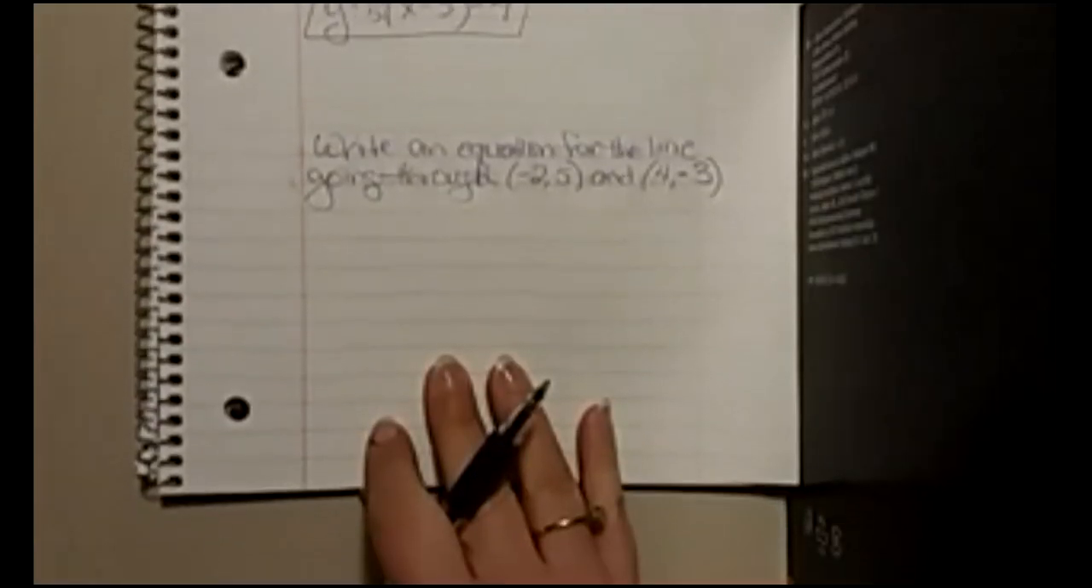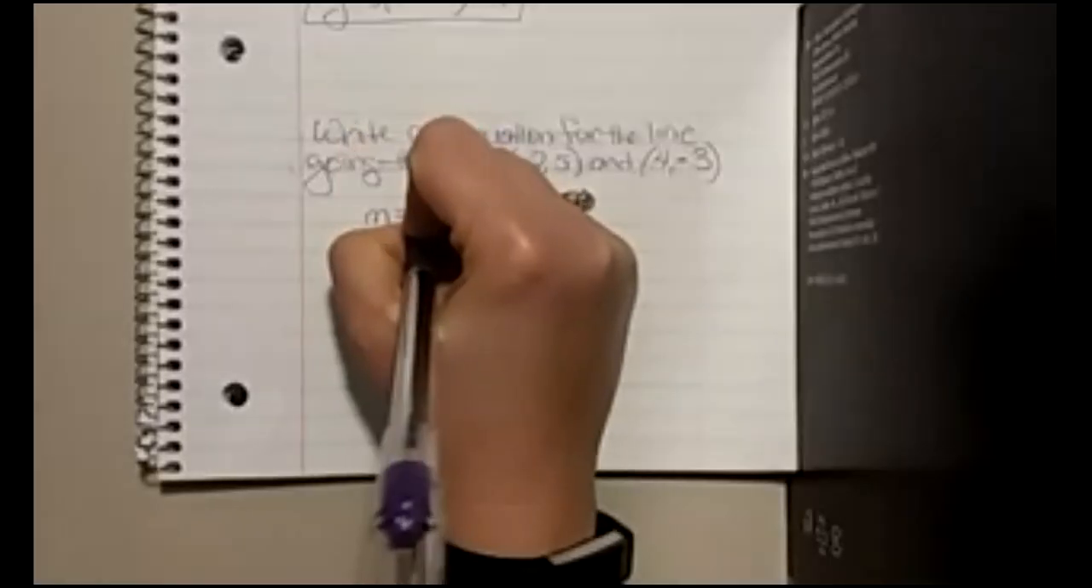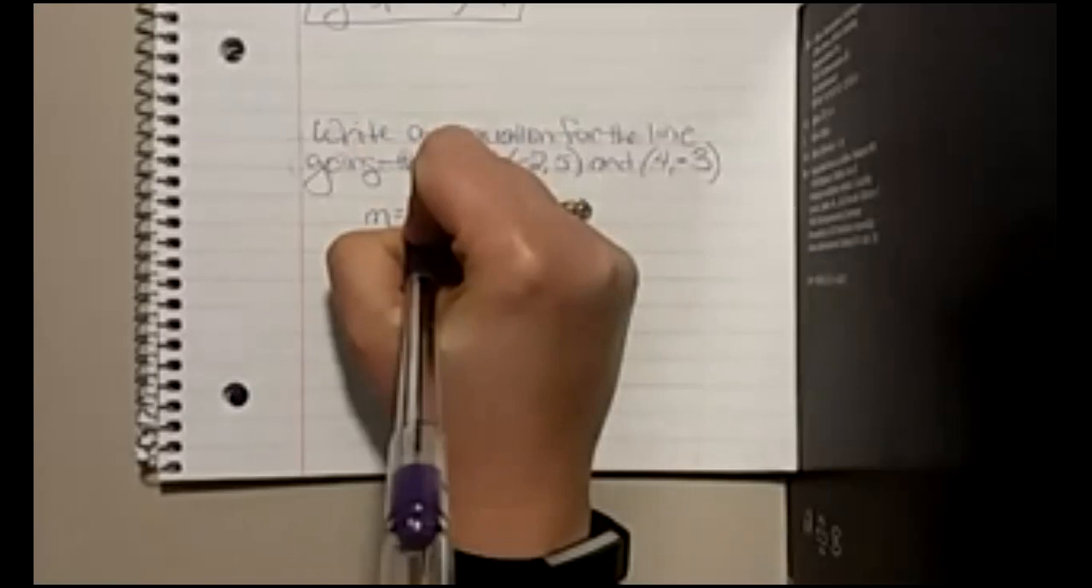Write an equation for the line going through (-2, 5) and (4, -3). Going through the flow chart, do I have slope? Well, I actually don't have slope here. I have 2 ordered pairs. Is that enough for me to calculate slope? Sure, because of the slope formula, m equals y2 minus y1 over x2 minus x1.